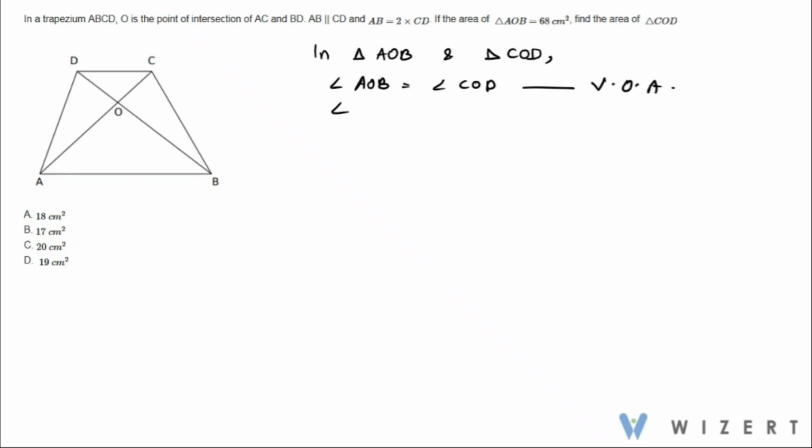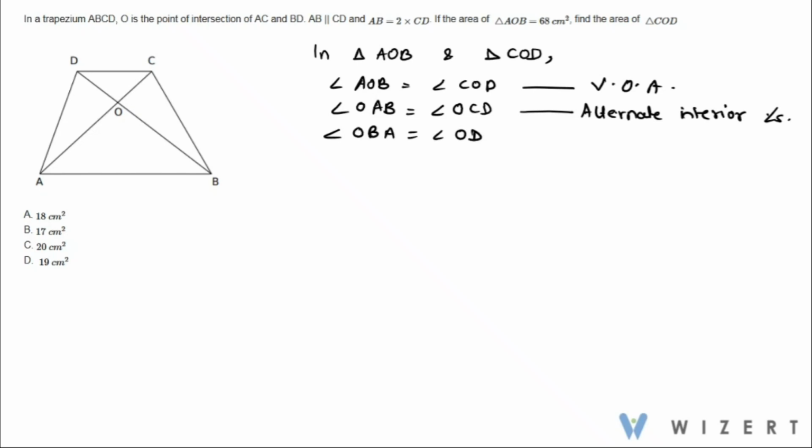Then angle OAB is equal to angle OCD, alternate interior angles, and angle OBA is equal to angle ODC. Same reason, alternate interior angles.